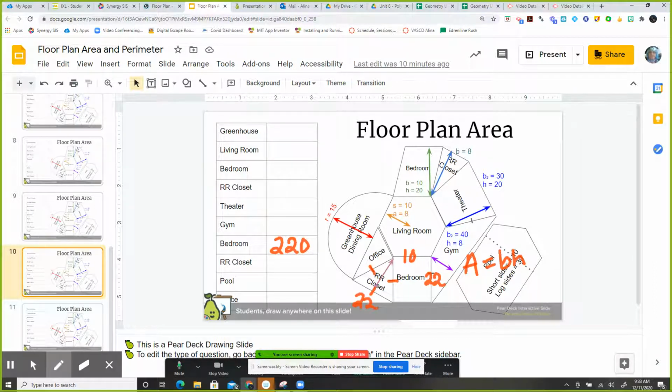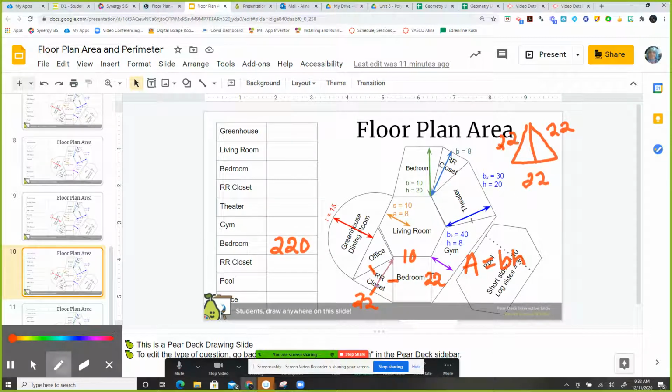So what kind of insanity do we have to do for that? Because it's an equilateral triangle. How do I find that height? What do we do for the last closet? We did cut it in half. So we put 11 here. And then what do we do for that Pythagorean theorem?